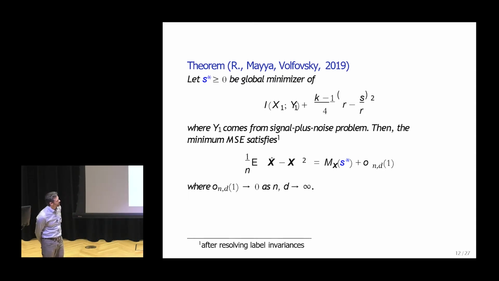And I guess what I should say is this is more or less a modest extension of what people have done previously, from the case of k equals 2 communities to k communities.